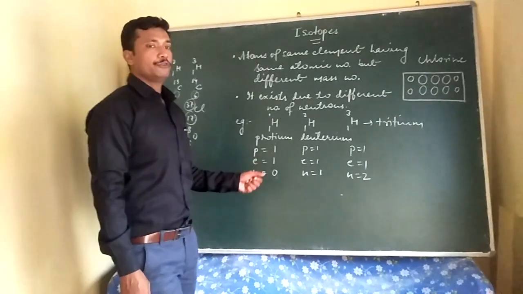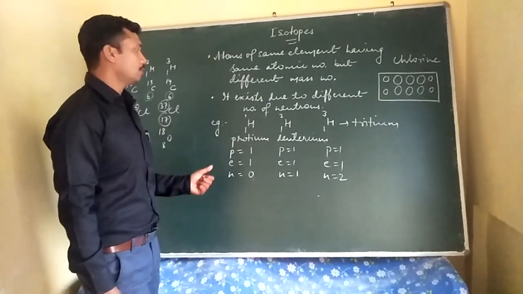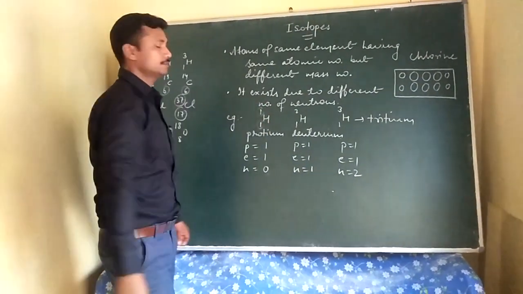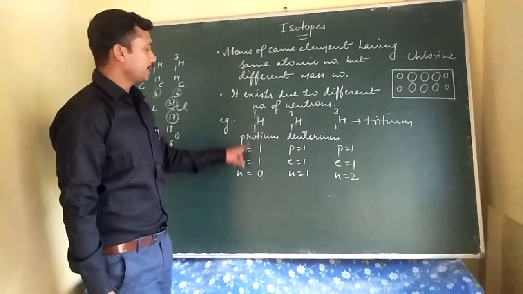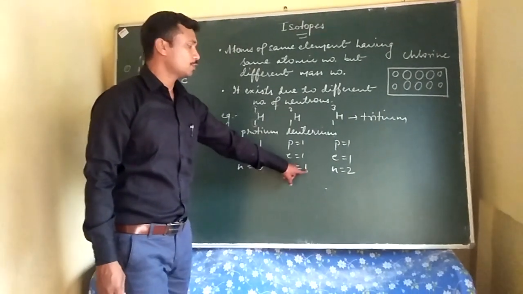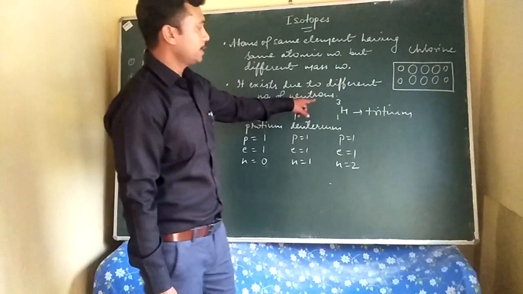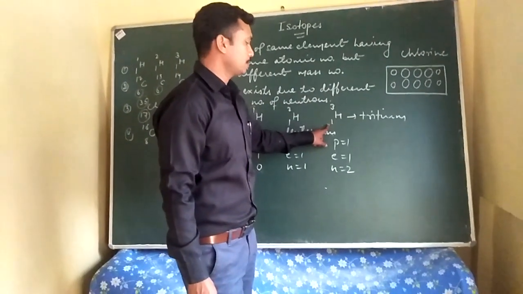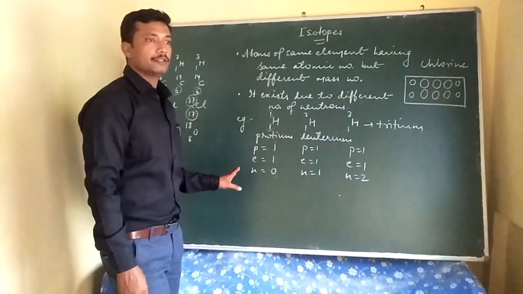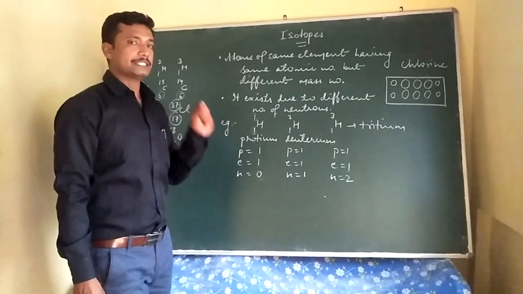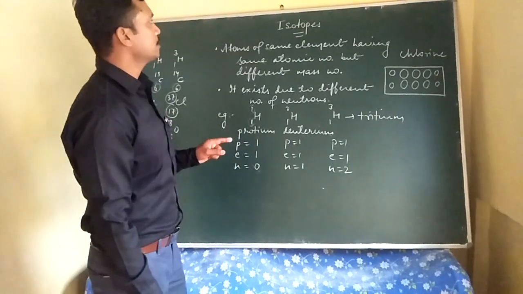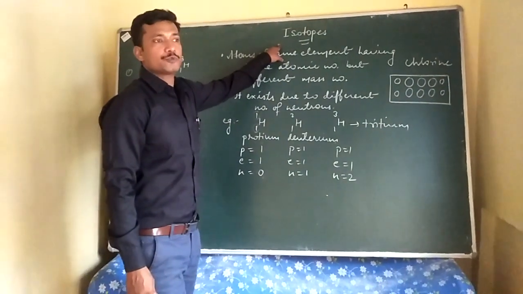Now let us find the number of neutrons. We can find this by subtracting the atomic number from the atomic mass. On subtracting 1 and 1, we get 0 in the first case. On subtracting 2 and 1, the number of neutrons we get is 1. And in the third case, on subtracting 3 and 1, we get 2 neutrons. So here you can see the number of neutrons is not the same. So we can say that it is the difference in the number of neutrons which makes isotopes possible.